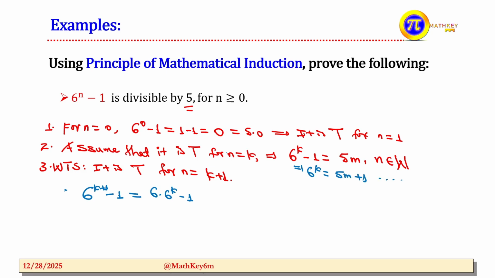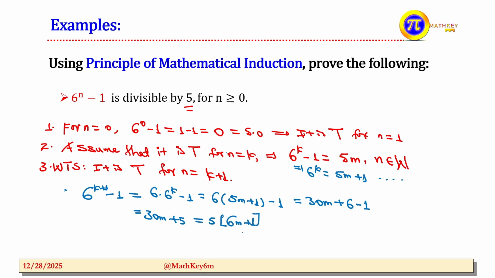We can insert these values, which equals 6 times 6 to the power of k, meaning 6 times (5m plus 1), minus 1. Then distribute: 6 times 5m is 30m, 6 times 1 is plus 6, and minus 1. What does it apply? This equals 30m plus 5. 5 is common for this. This equals 5 times (6m plus 1).